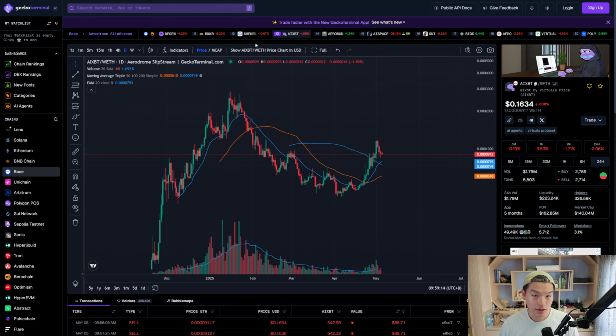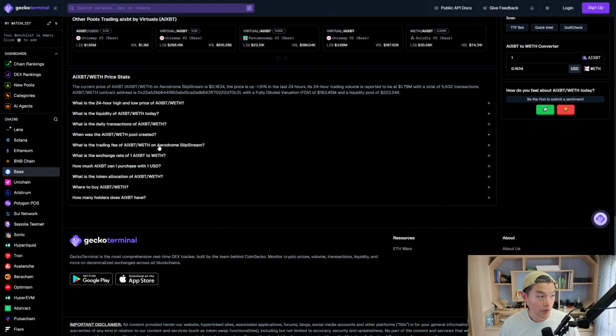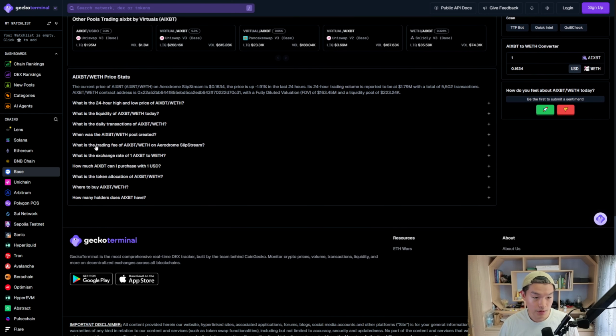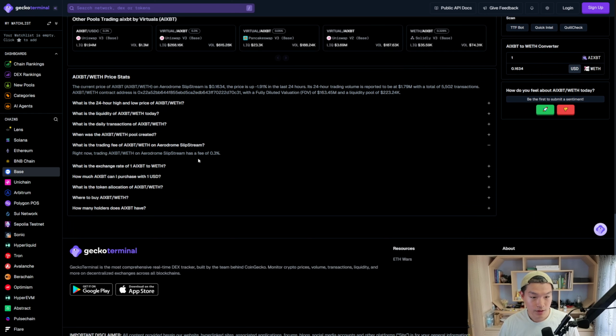And here is the ETH chart, and you could also look at the US dollar chart. And if you want to find out the fee tier of this particular pool, you just want to scroll down, and here is the trading fee. In this pool, it's 0.3%.